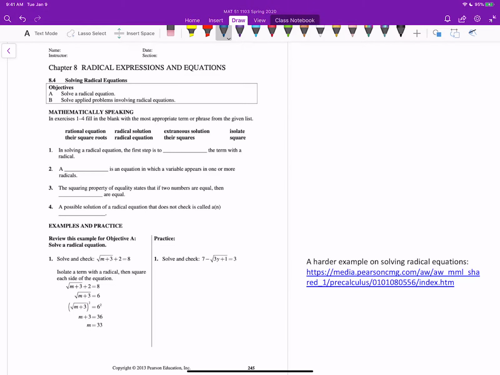Good morning. Today we will go over the last section of Chapter A, which is about radical equations. Let's look at the first part first, fill in the blank.